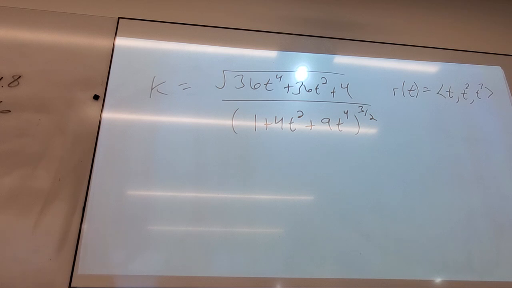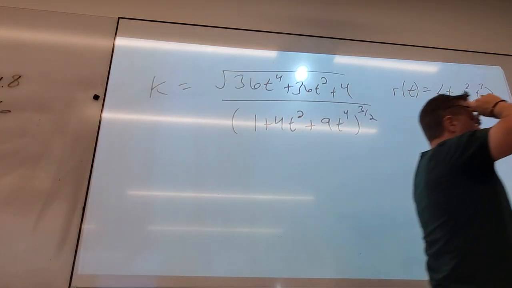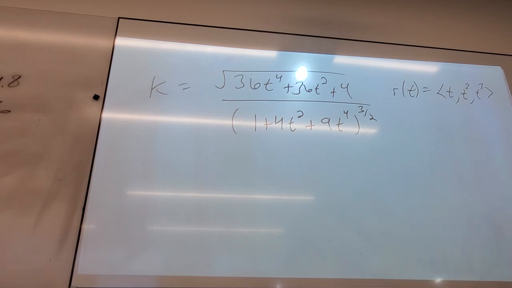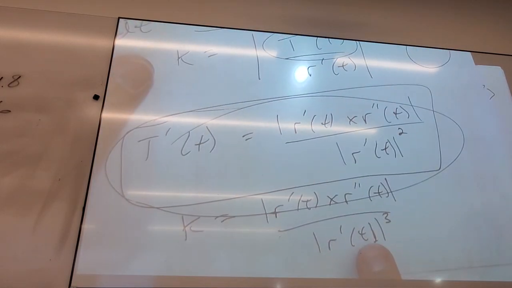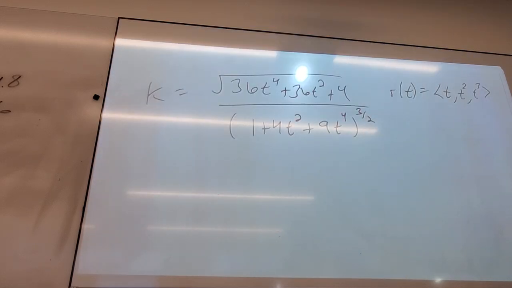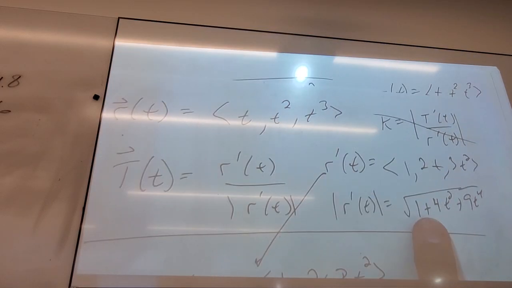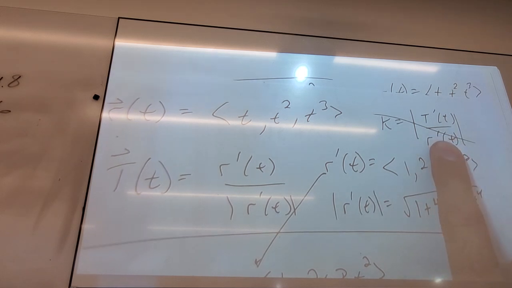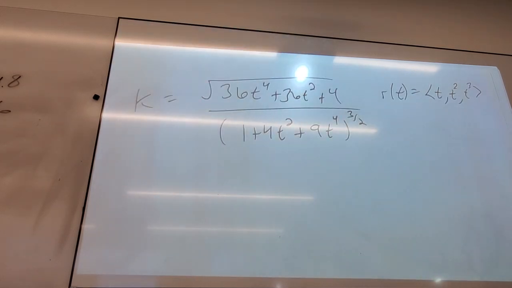How did we get to the bottom of that? That was the length of r prime cubed. Yep, the length of r prime cubed. And we'd already done the length of r prime in our first failed attempt, when we gave up on this guy. Okay. Thank you.